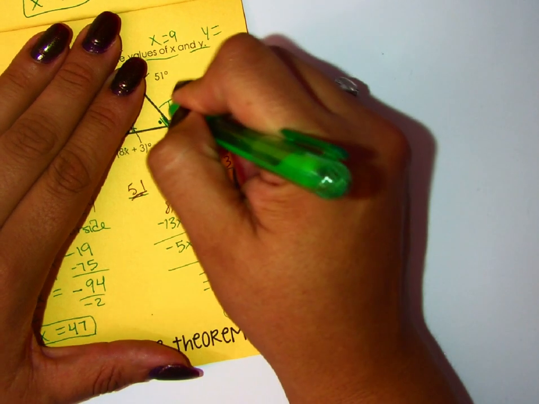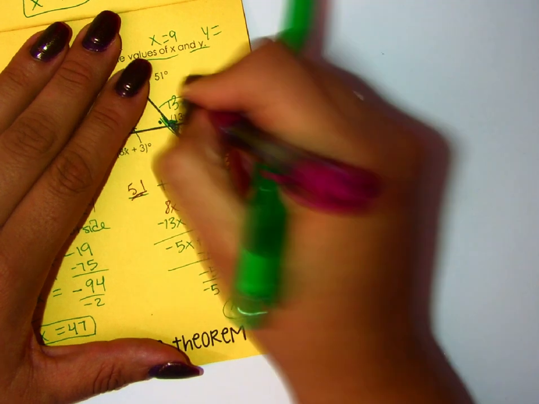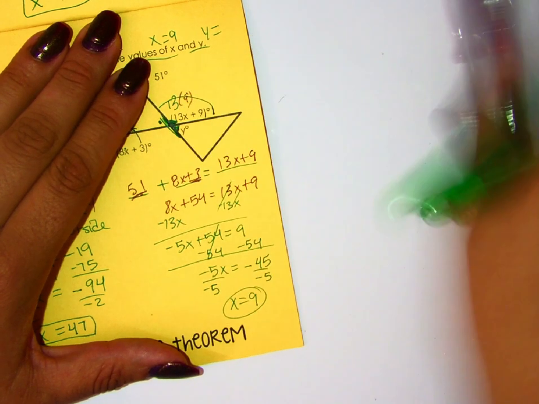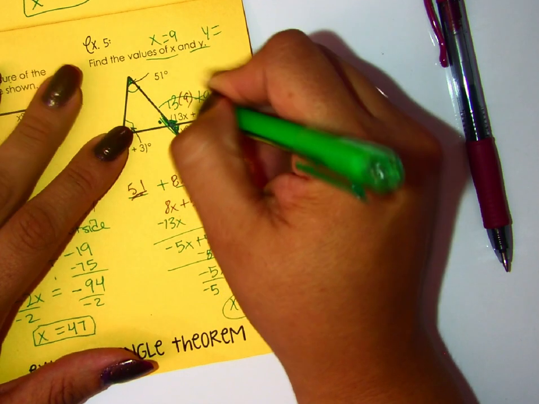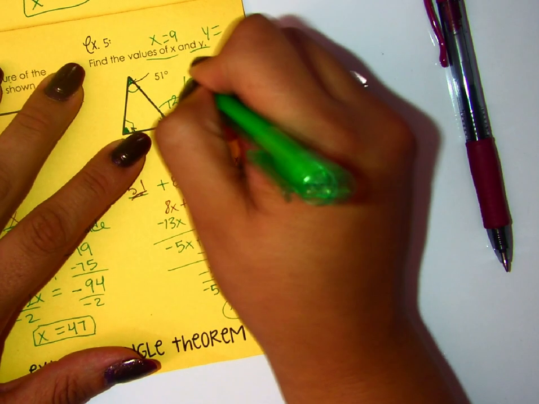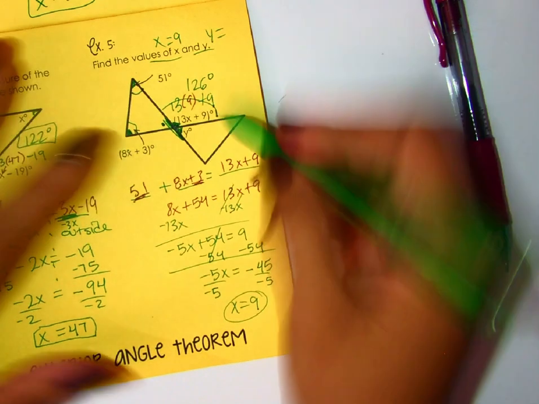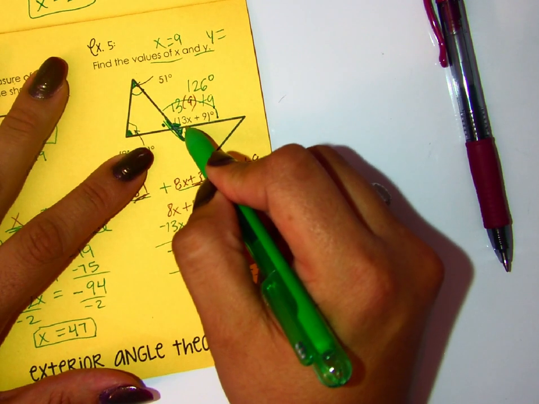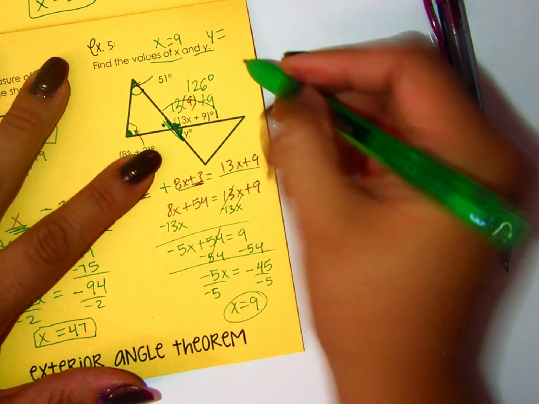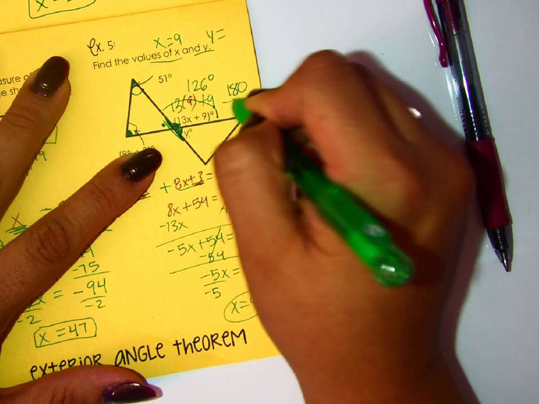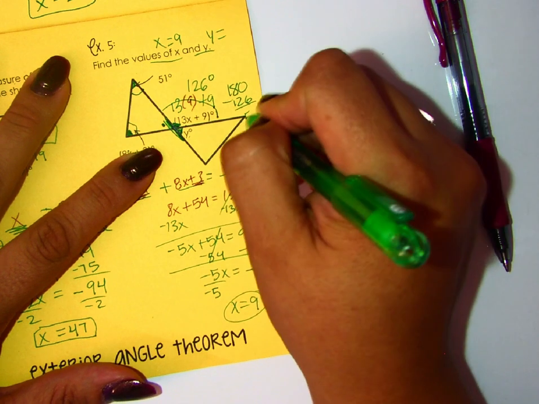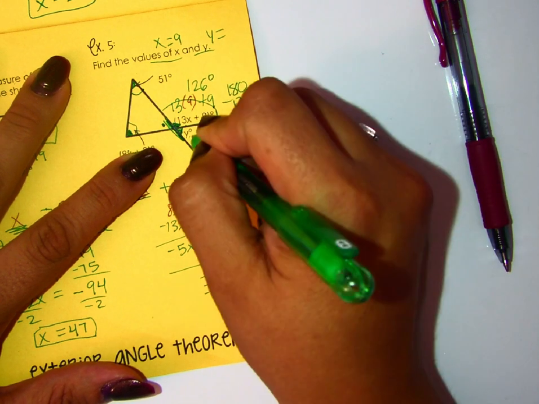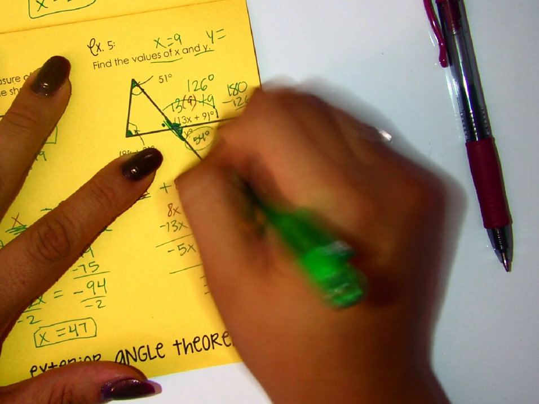Let's do 13 times 9 plus 9 and find out what this angle is right here. And that's going to equal 126 degrees. So if this angle is 126 degrees, then we have to subtract that from 180 to find out what that y value is. So that's 54. So this is 54 degrees.